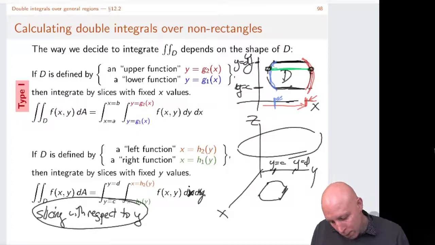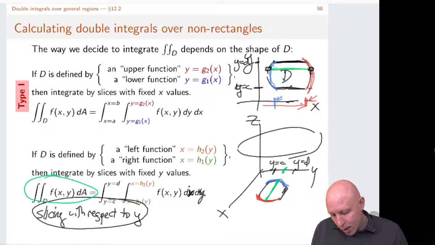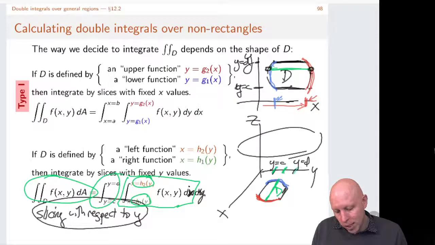Then what our picture looks like, right? So the higher x is up here, the lower x is down here, and our slices are being taken in this direction now with respect to y. Then the double integral over this domain D is going to be equal to this integral. First we integrate with respect to x, where the lower bound is h1 of y and the upper bound is h2 of y, and then we integrate with respect to y, where y goes from c to d.